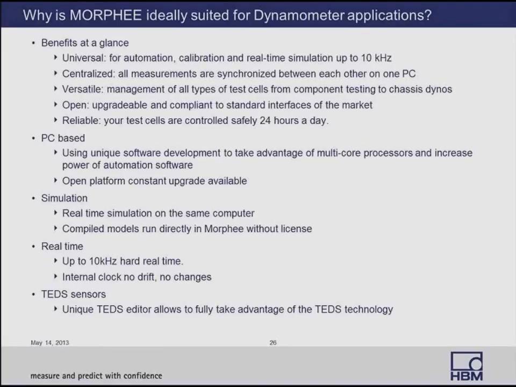I mentioned earlier that Morphee is real-time. It's what we call hard real-time because with the internal clock, we guarantee that there will be no drift and the data will always be synchronized. So there will be no missing information or no repeated information. There will be no duplicate. That's what we call the hard real-time. Of course, Morphee is also capable of working with the Test sensor. It's a unique feature in Morphee for an automation software. We have a fully integrated solution for the test technology where we actually have a test editor in order to take full advantage of the test technology.